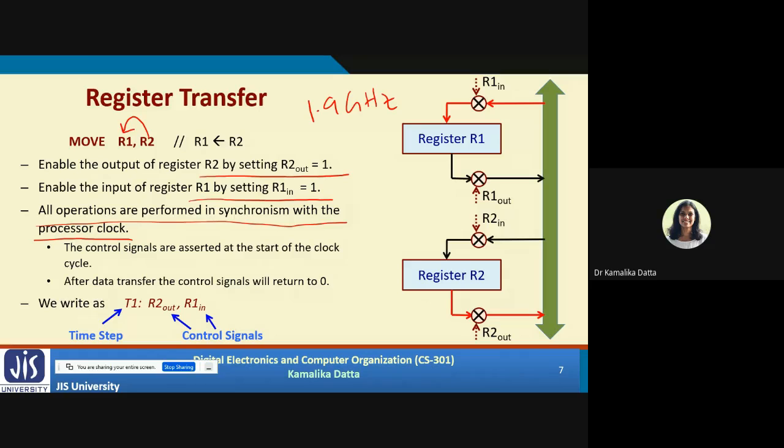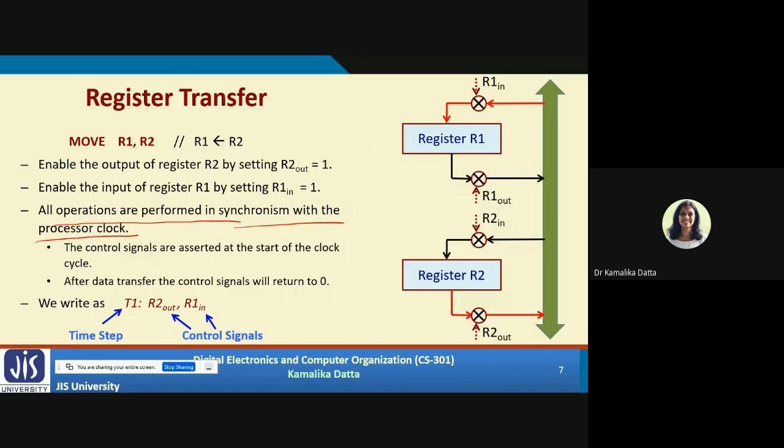And so on. So basically, if you see this, what is this? This is nothing but the number of times your clock will go on and off in 1 second. That is your clock speed. So what it says is that all these operations that we are talking about will be performed in synchronism with the processor clock.